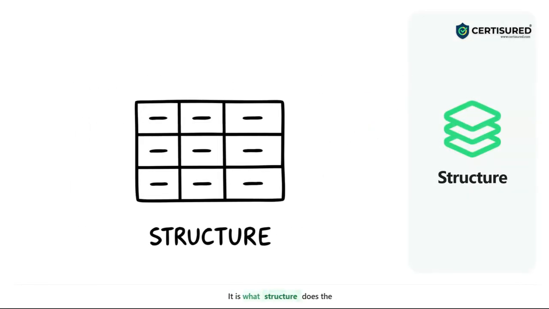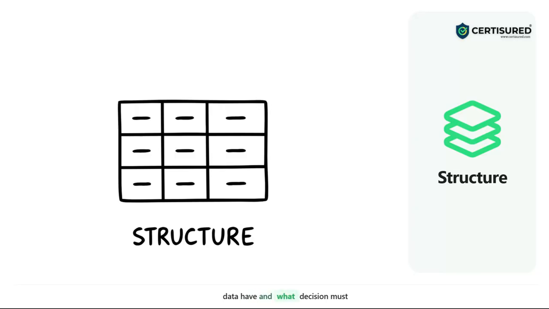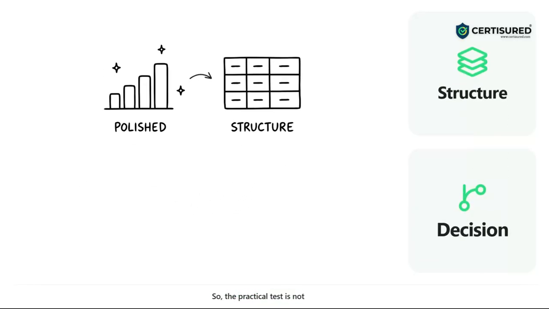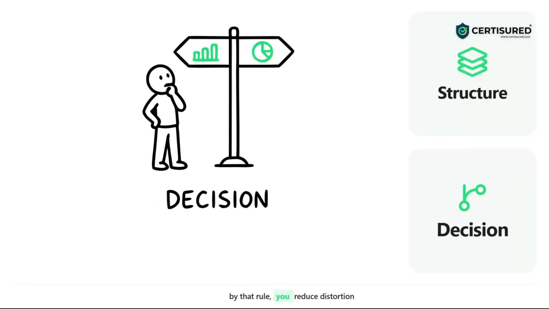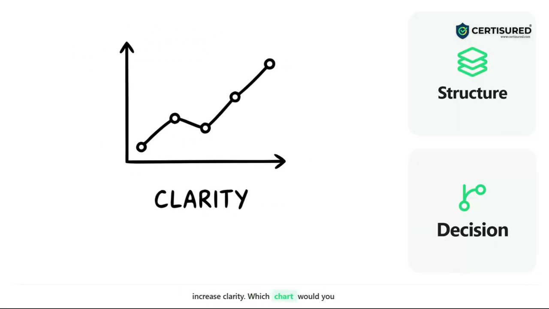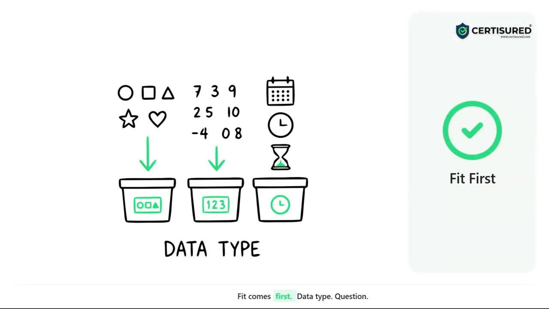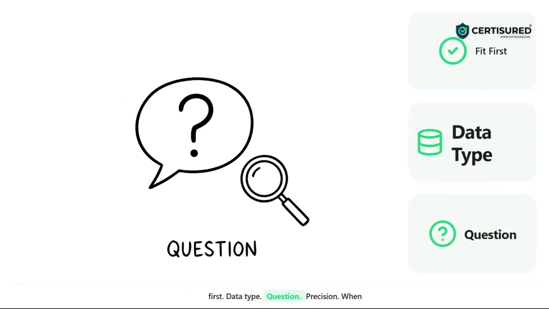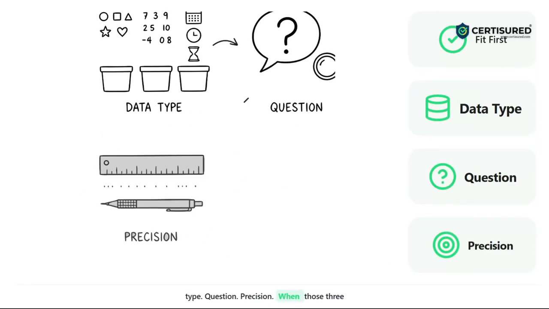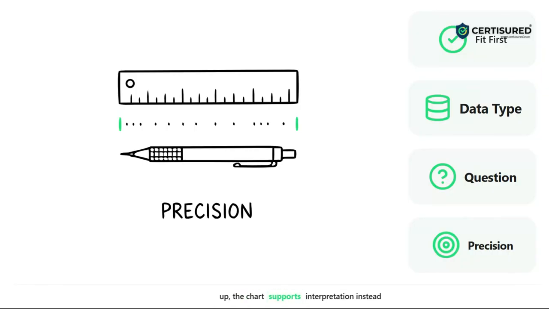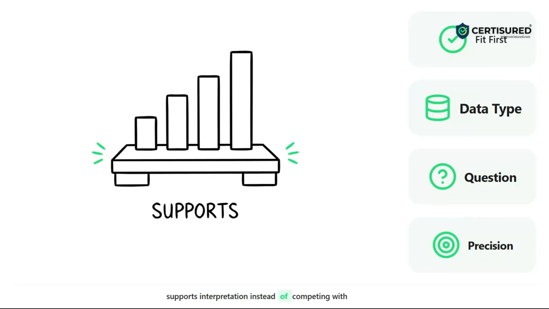It is what structure does the data have, and what decision must the viewer make? If you choose by that rule, you reduce distortion and increase clarity. Which chart would you choose when you need the most precise answer, and why? Fit comes first. Data type, question, precision. When those three line up, the chart supports interpretation instead of competing with it.